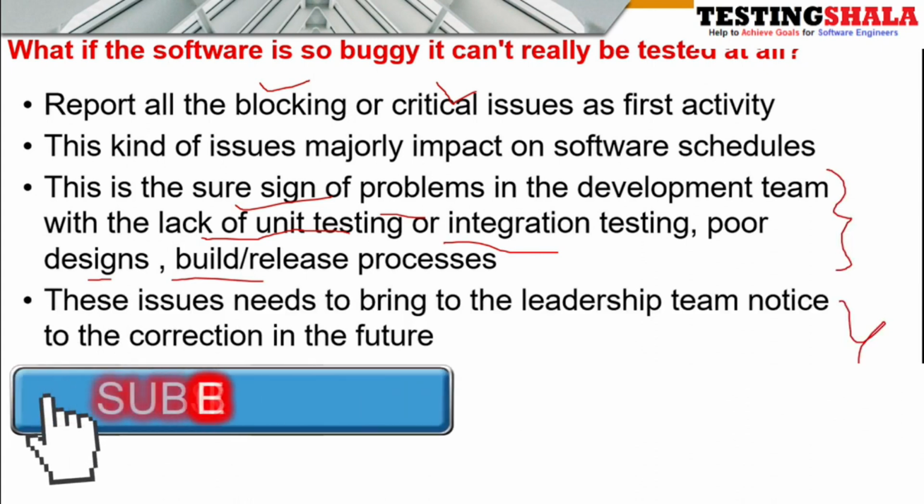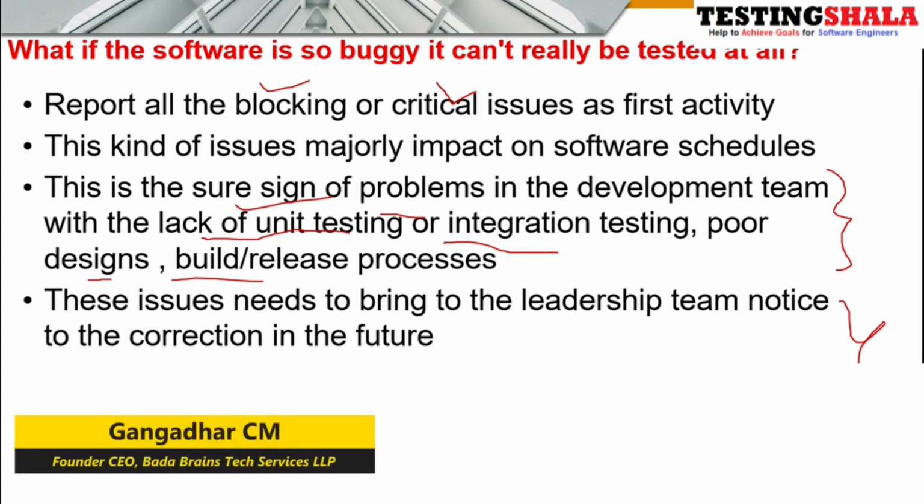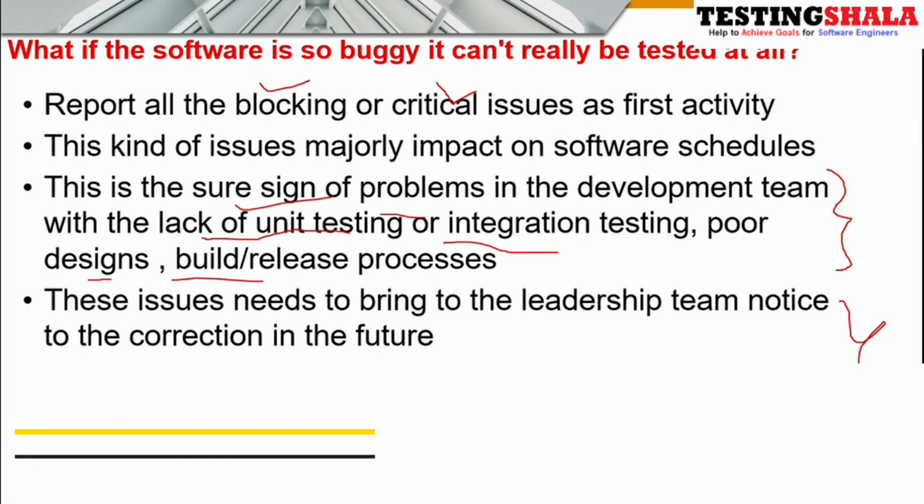In future, we might see huge software schedule issues as well, with a big impact on the cost, timeline, and quality of the project. Because of that, as a testing team, we should bring all these issues to the leadership team, and also work on future correction: bringing in a high number of unit tests, having a good integration testing mechanism and good designs, plus fixing all build and release related processes. This is how you should explain.